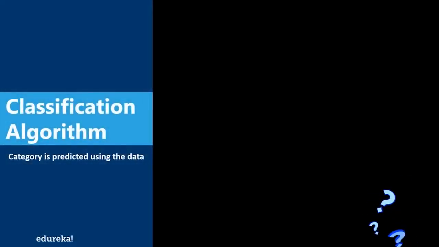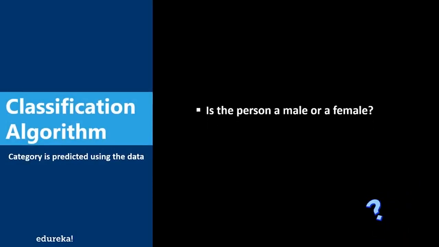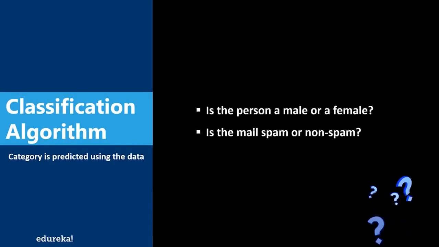The first is the classification algorithm, where the category is predicted using the data. If you have a question like, is this person a male or a female, or is this mail a spam or not a spam, then these categories of questions would fall under the classification algorithm. Classification is a supervised learning approach in which the computer program learns from the input given to it and then uses this learning to classify new observations. Some examples of classification problems are speech recognition, handwriting recognition, biometric identification, document classification, etc.